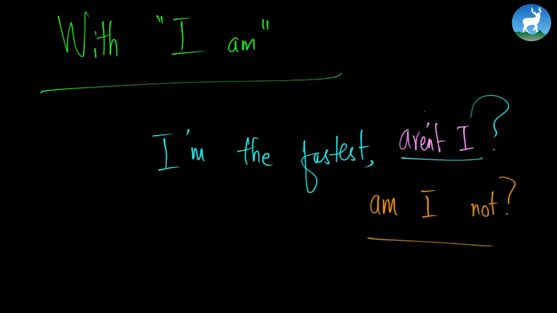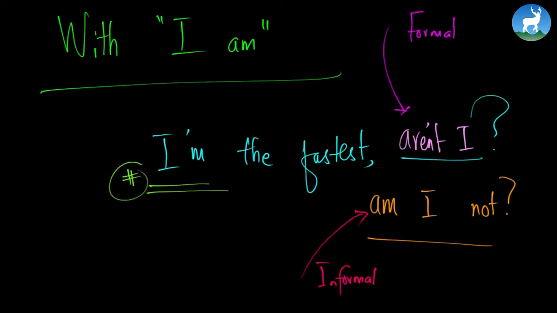Alright, the first question tag is pretty much formal. Well, the second question tag is pretty much informal. So be careful with sentences that start with I am, because the question tag for I am is aren't I or am I not. I'm the fastest, aren't I, am I not. I'm the smartest, aren't I. I'm the happiest, aren't I. I'm the greatest, aren't I? Okay, so much for that navel gazing.